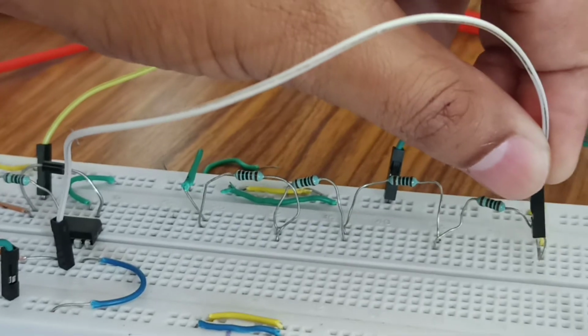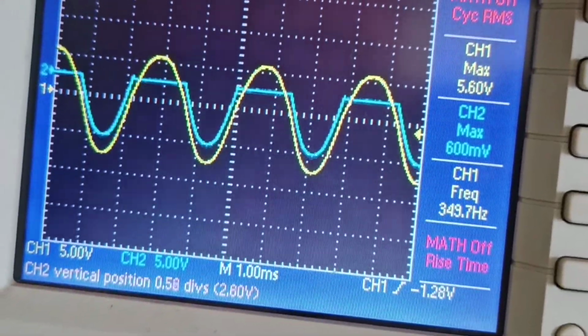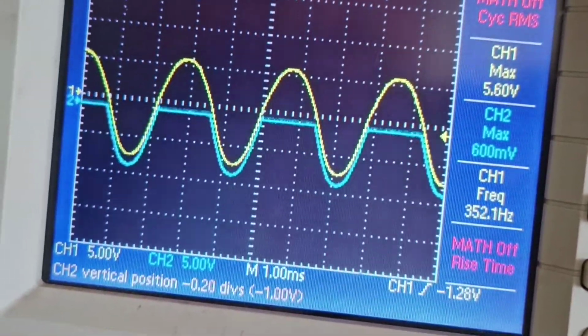Now if I change it to ground, it means half of it will be clipped. Now see, here it is half clipped. If you see the circuit, this is the half portion, this is the clip.